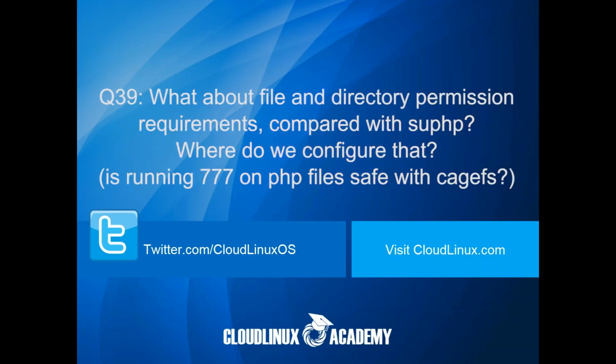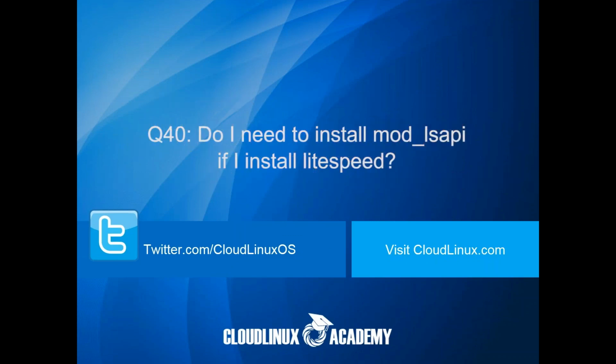What about file and directory permission requirements compared with SuPHP? Where do we configure that? It should be the same permission requirements as with SuPHP, so it should be owned by the user, and so on. And I would say that running 777 on PHP files, even within CageFS, is not safe. It's safer in CageFS, but in no way or form is it ever safe to have 777 files on your system.